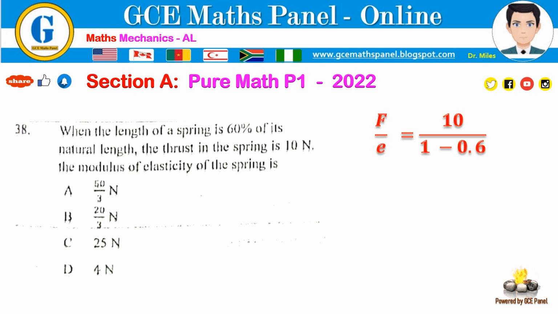Because this one now, the thrust, when they talk about the thrust, what are they talking about? It means they have compressed it, right? The original length was 100%, but they have compressed it now to 60%. So what is the compression? The compression is 40% or 0.4.